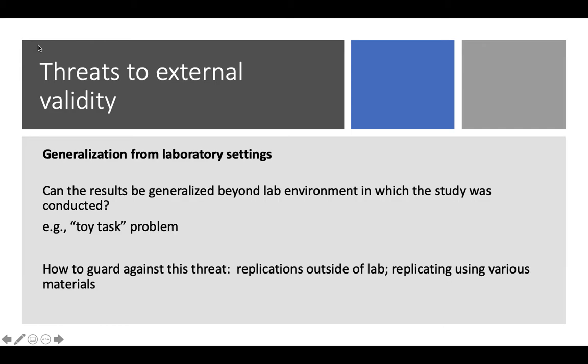Next, we have the threat of generalization from laboratory settings. So can we actually say that these results that we found in our study will occur naturally outside the lab setting? An example of this is the toy task problem. If you bring children into a lab and ask them to play with toys that they have never seen before, they will behave differently than if they were playing with their own toys at home, with which they are familiar. So again, we typically try to replicate lab findings in a more natural setting to be able to generalize outside the lab.